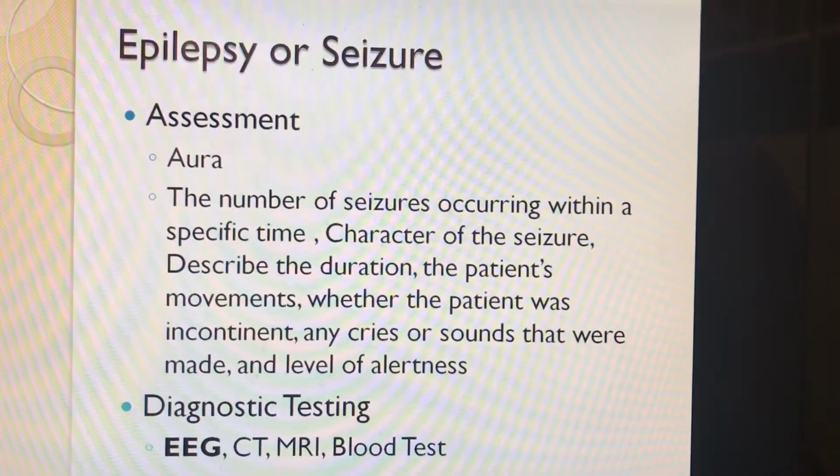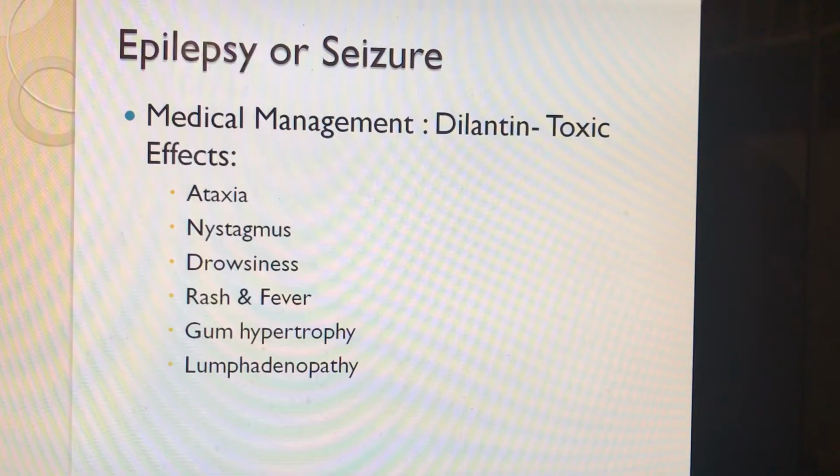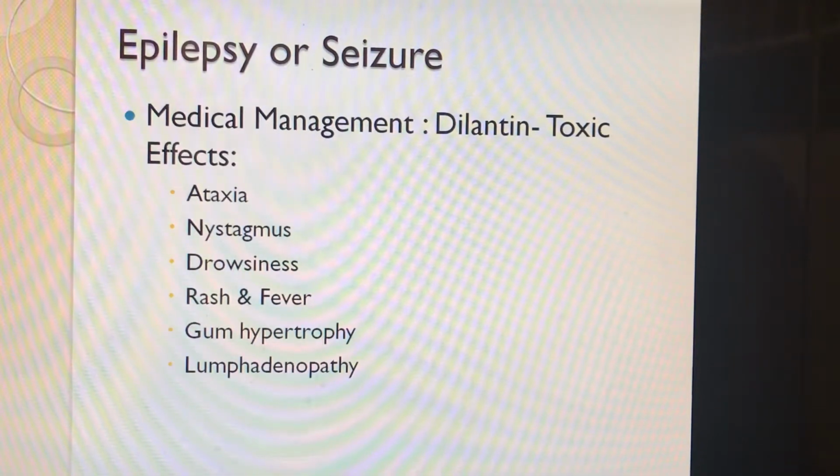You want to assess if they have an aura. You want to assess the number of seizures occurring within a specific time, the character of it, duration, describe the patient's movements, if there were any cries or sounds made, and what's their level of alertness. Diagnostic tests: they can do an EEG, CT, MRI, or blood test. For medical management, the drug of choice is Dilantin, and you want to note that Dilantin does have toxic effects such as ataxia, nystagmus, drowsiness, rash and fever, gum hypertrophy, and lymphadenopathy.